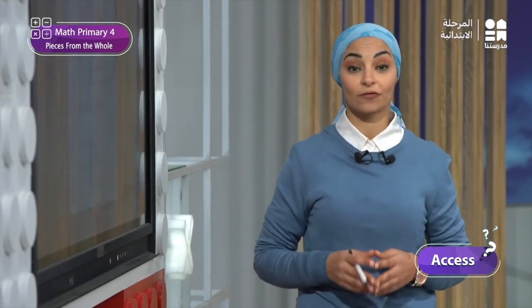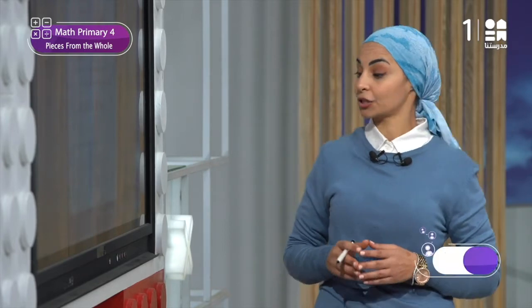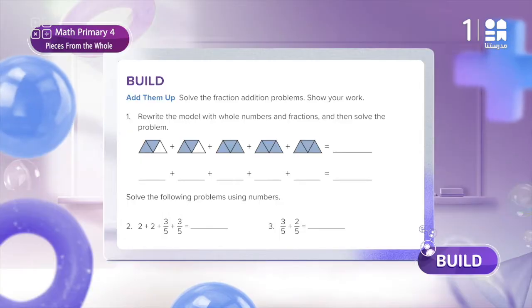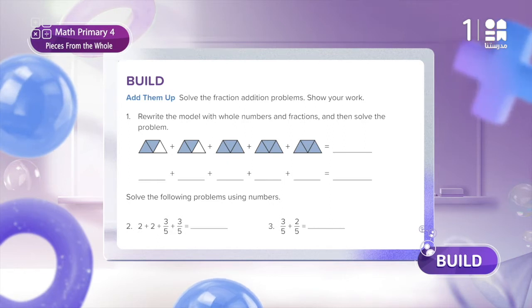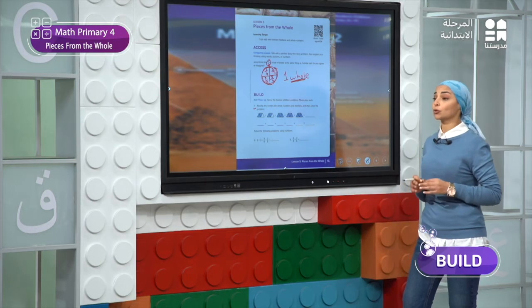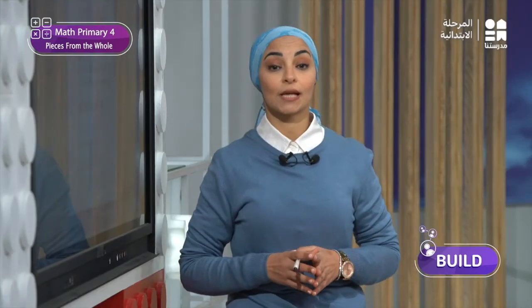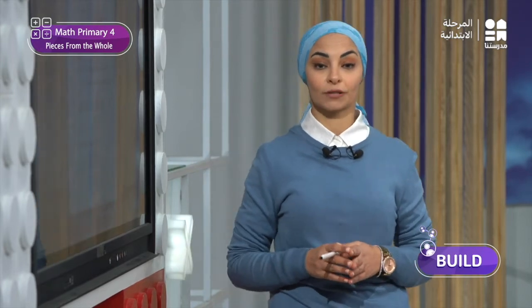And now let's use our knowledge and continue with what we have learned before about composing fractions and learn how to add fractions in Build on page 15, in the same page, in the activity which is called Add Them Up. In the first problem, as you see here, this is the first problem. We want to rewrite the problem. عايزة أكتب البروبلم using fractions and whole numbers and then solve it.